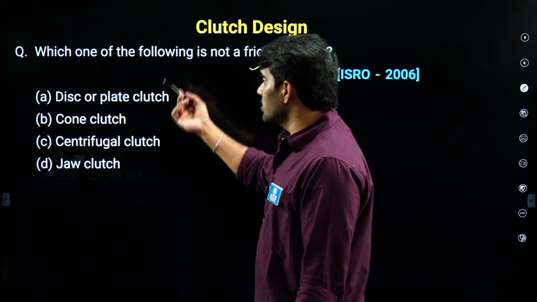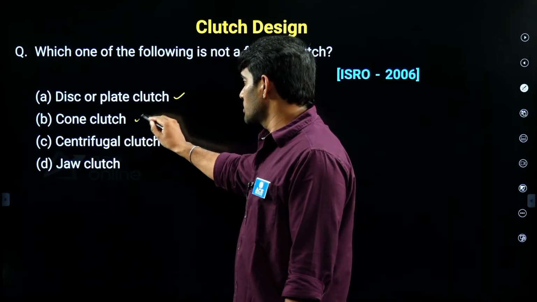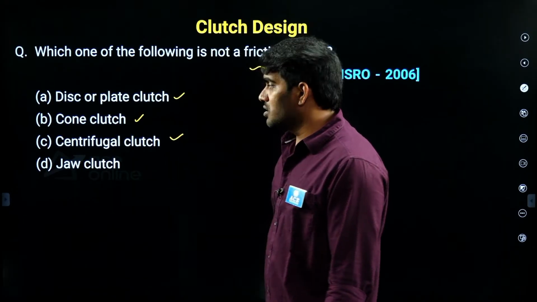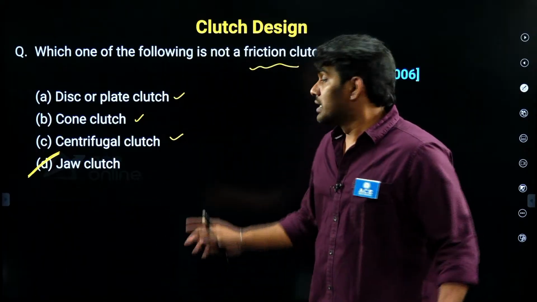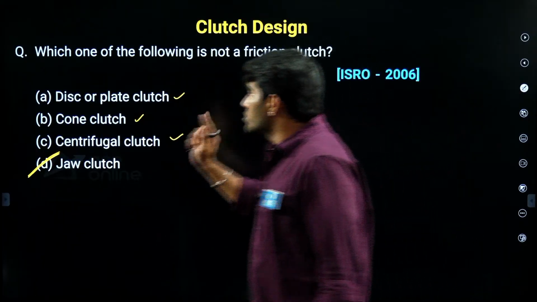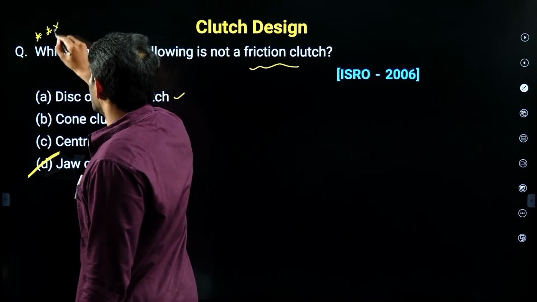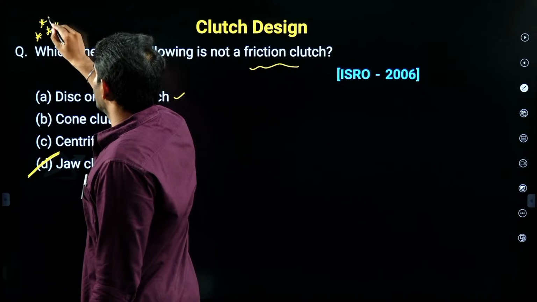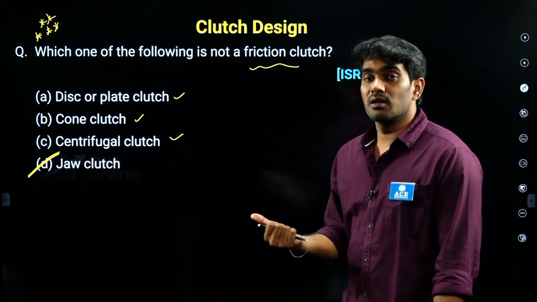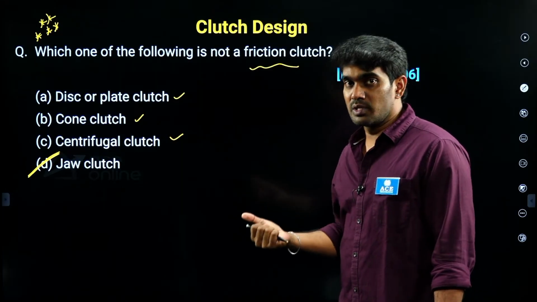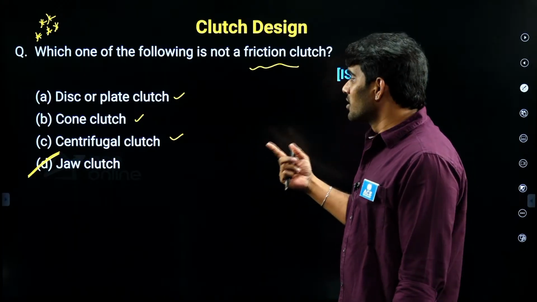Here we can notice that the single plate clutch, plate or disc clutch, is a frictional clutch, cone clutch is a frictional clutch, centrifugal clutch is also a frictional clutch, and jaw clutch is a positive clutch. So the answer has to be D. This is the most important question from clutches. So remember the classification that we have seen in the class. This question will be asked in the majority of competitive exams. So be prepared to mark the answer and leave. Okay, now moving ahead.